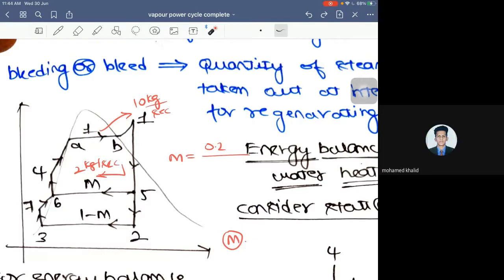Sir, what is 2, sir? Bleeded. Quantity of steam bleeded. What is 2 called? Which 2? That's 2 kg per second. I have just given you an example to understand. Sir, I am asking about that term. In the sense, 10 kg per second is the mass supply. It is mass flow rate. Here also kg per second.